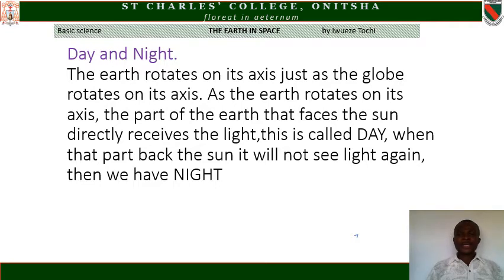Day and night. The Earth rotates on its axis just as the globe rotates on its axis. As the Earth rotates on its axis, the part of the Earth that faces the sun directly receives the light. This is called day. When that part backs the sun, it will not see light again. Then we have night.